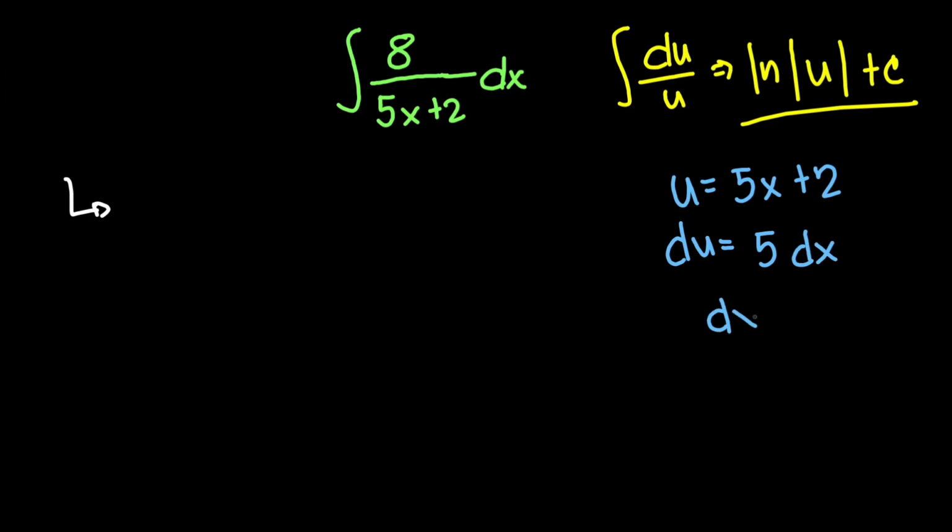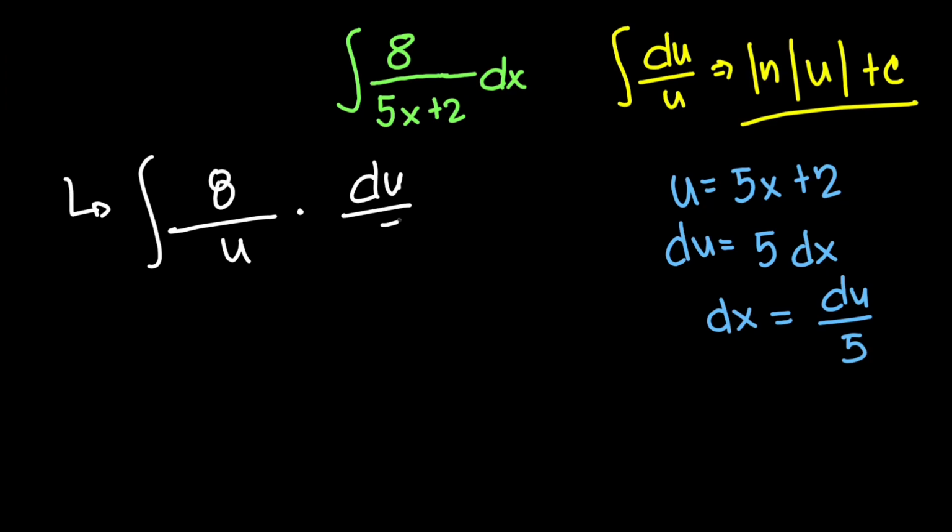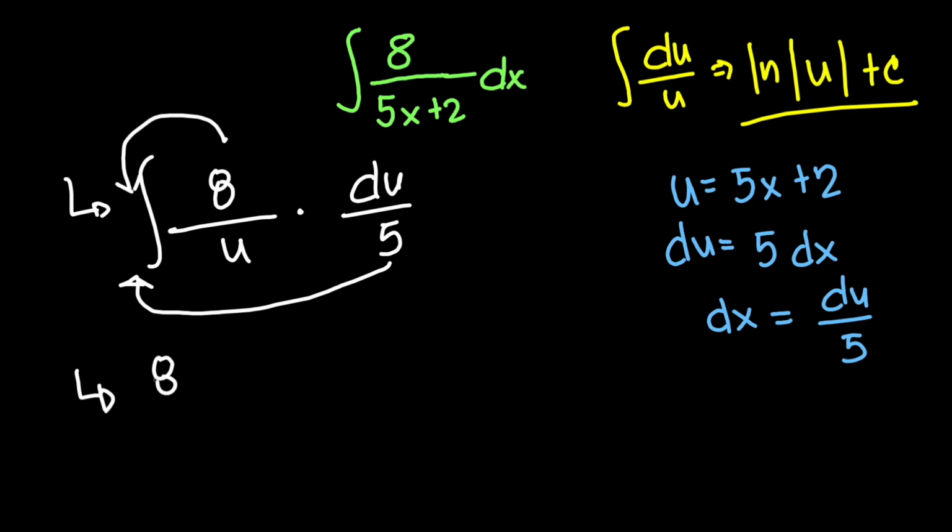And so, isolate dx. So what you have here would be equal to du over 5. And now, let us substitute all the values. So this would be the integral of 8 over u, and the value of dx right here would be equal to du over 5. And so first, let us bring all the constants outside the integral. So this would be equal to 8 over 5 multiplied by the integral of du over u.